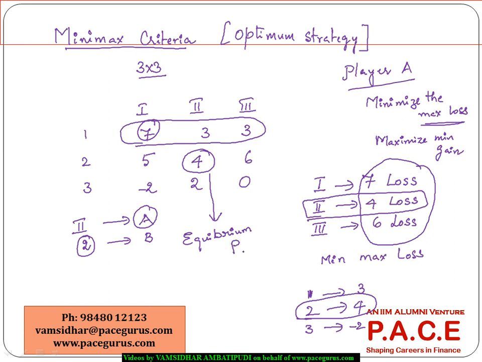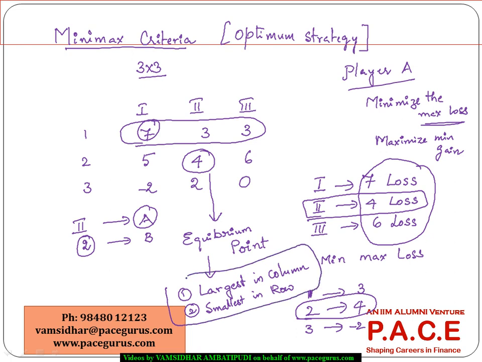That is what is an equilibrium point. These two strategies are in equilibrium. And if you see it in a simpler way, this particular 4 is the largest in the column. If you look at a quick way, it is the largest in the column along with the smallest in the row. That is what will give us the equilibrium point.